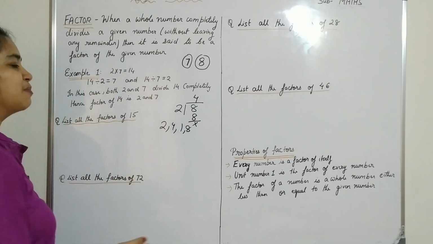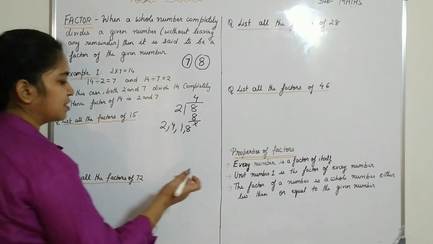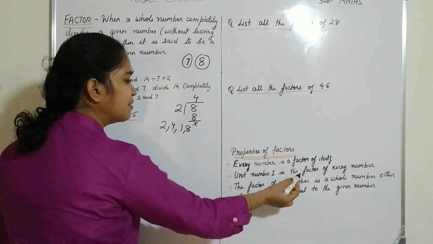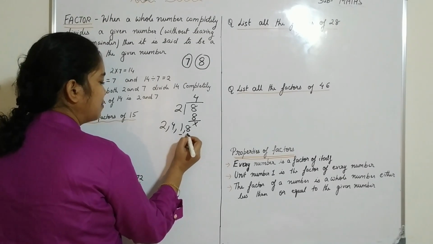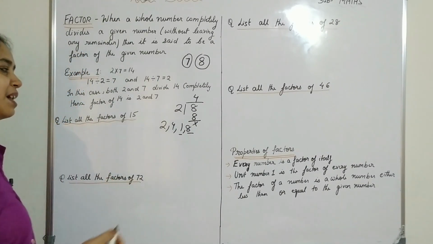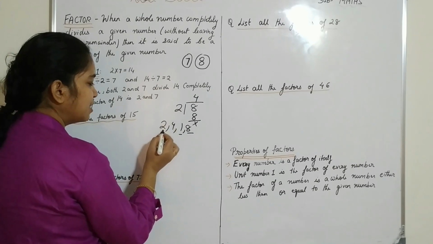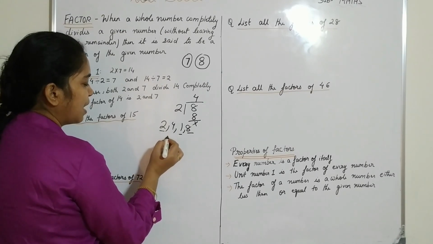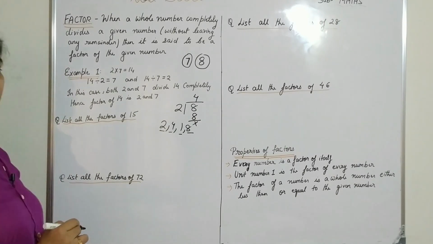We will learn the properties of factors later, because every number is a factor of itself, and the unit number 1 is a factor of every number. So these two conditions are met by putting the factors 1 and 8. And what else are the other factors? They should be whole numbers less than or equal to 8. So the factors are 2 and 4. So the factors of 8 are 1, 8, 2 and 4.